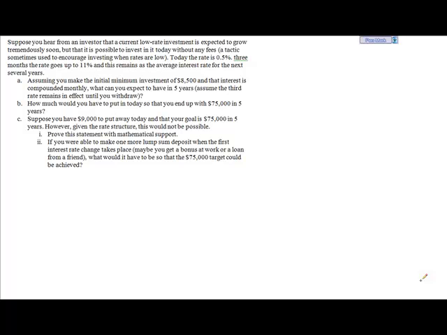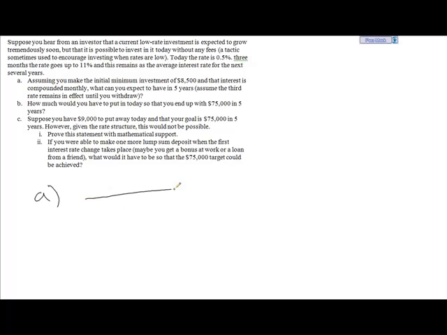In part A, we'd like to know if we make the minimum investment, which happens to be $8,500, in order to buy into this without any fees, and we're going to assume that interest is compounded monthly. What can we expect to have in 5 years? Assume the second rate remains in effect until you withdraw.